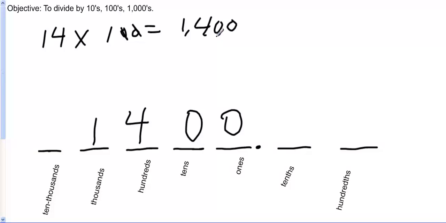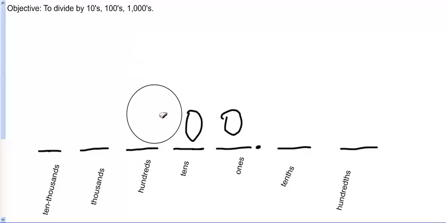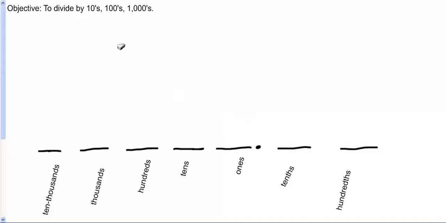So what happens with division? Well, division is kind of like the opposite of multiplication. So when we do division, instead of moving the numbers to the left and making them bigger, we're going to be moving the numbers to the right and making them smaller. So let's try that with 1,400 divided by 100.